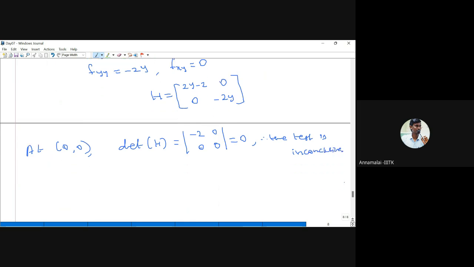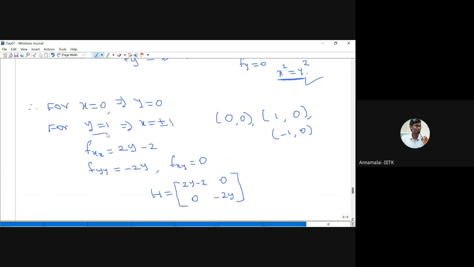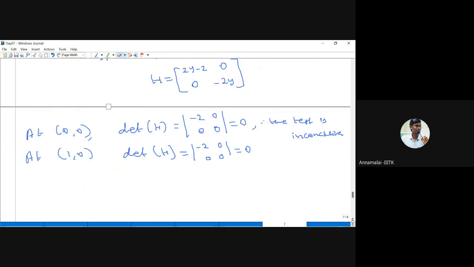Suppose at the point 1, 0. What is the next critical point? 1, 0. So substitute x equal to 1, y equal to 0, but in the matrix there is no x term. Therefore substitute y, we get minus 2, 0, 0, 0. So we get determinant 0. Sorry, I think I made some mistake. For y equal to 1, the second coordinate is 1, not equal to 0. Actually y is 1. Sorry. So the critical point is 1, 1.